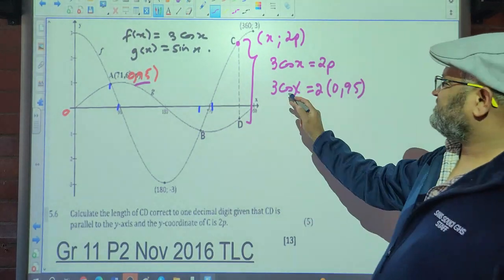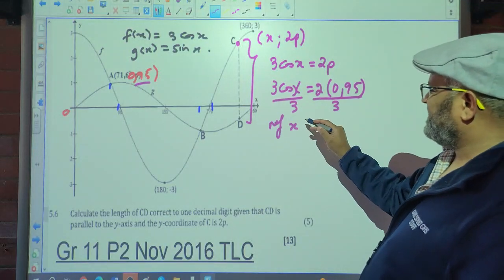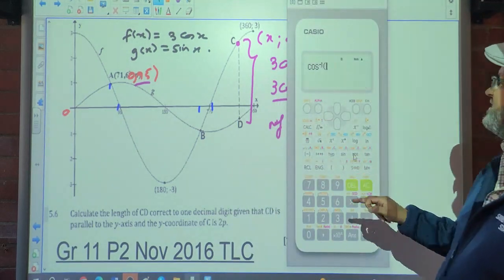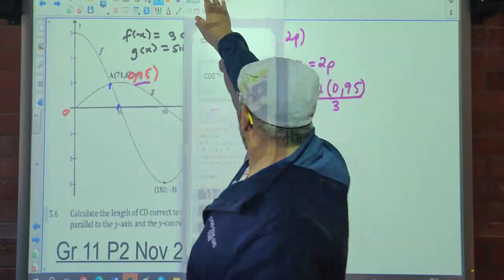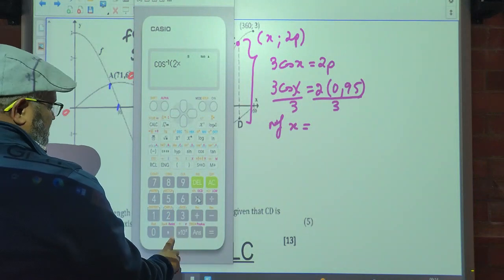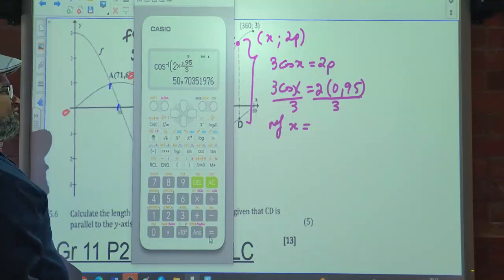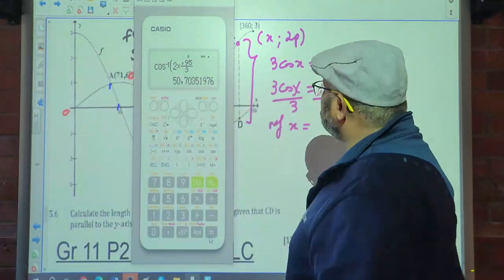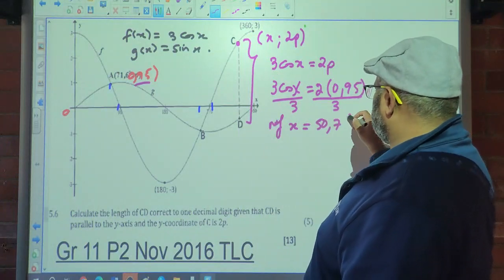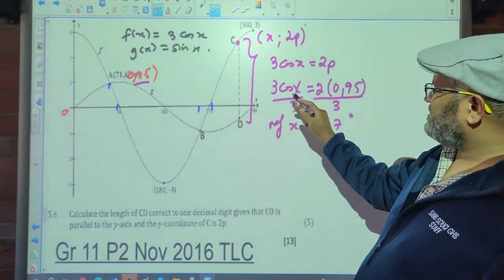Okay, so what I do now is I divide by 3 and I take arc cos in this case. So that's my reference angle. Okay, so we say shift cos of 2 times 0.95 divided by 3. So that gives you 50.7 degrees. But as you can see, this cos is positive.